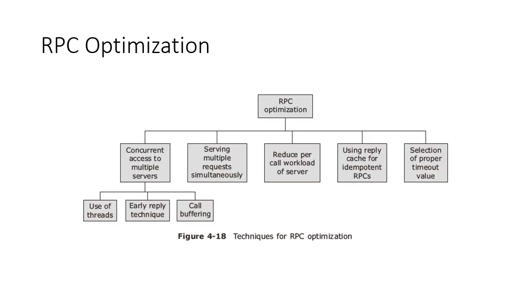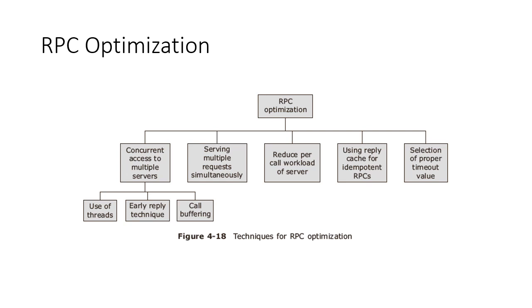And for RPC optimization, we should allow concurrent access to multiple servers. For that we require the use of threads and the early reply technique, in which, as soon as we are able to send the reply to the client, we as a server should send the reply instead of completing the process and then sending the reply, in order to save the client's time. And then there can be call buffering. This concurrent access to multiple servers speeds up the process.